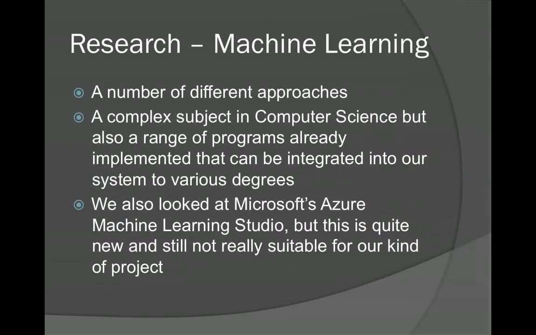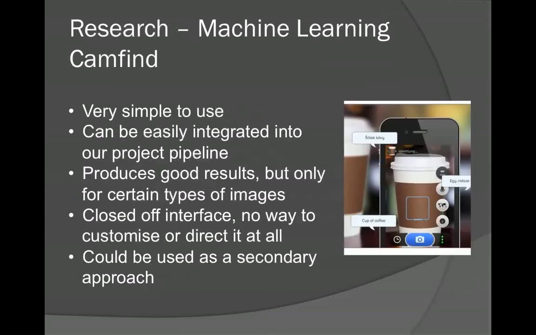For the machine learning aspect of our project, we looked at a number of different approaches available to us. Machine learning is an active but complex subject in computer science, but there are a number of implementations of machine learning algorithms that we can use. Some of these are more accessible or useful than others. We will outline the three main approaches that we found during the research. As well as this, we also looked at the Azure Machine Learning Studio, which intends to offer a full suite of machine learning algorithms in a visual interface, but it didn't quite seem suitable for our project.